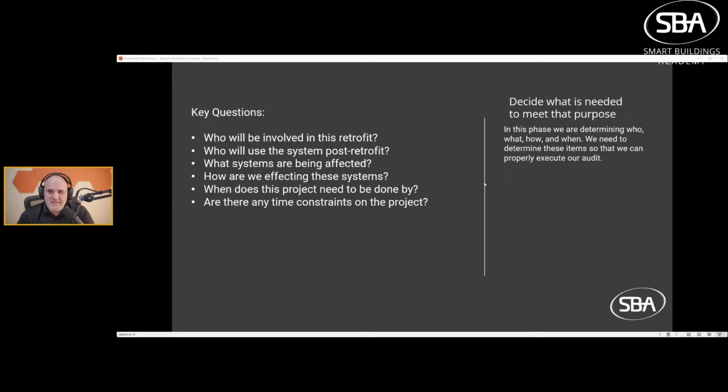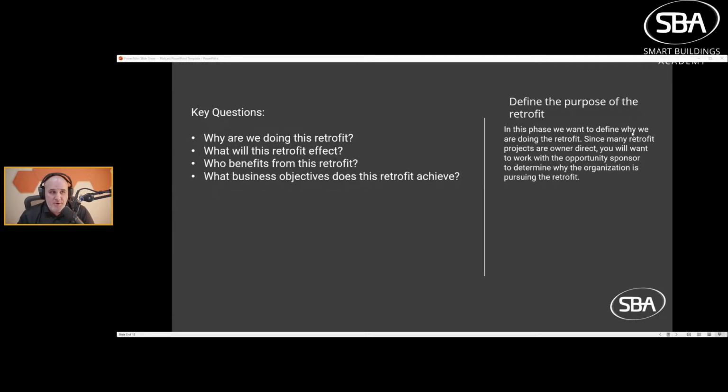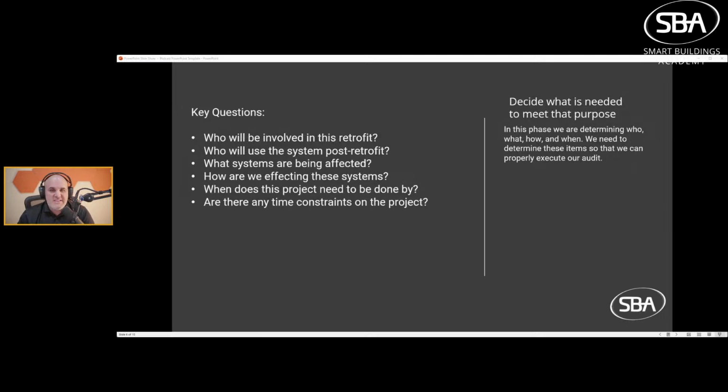Once we've done that, then we need to decide what is needed to meet that purpose. So we talked about the purpose, but what is needed to meet that purpose? So in this phase, we're going to determine the who, the what, the how, and the when. We need to determine these items so that we can properly execute our audit. So we're going to have to understand a lot here. Now, this is not the audit yet. We haven't done the audit. I want to be clear. This is kind of pre-work.